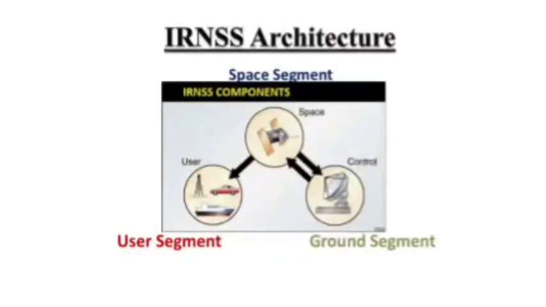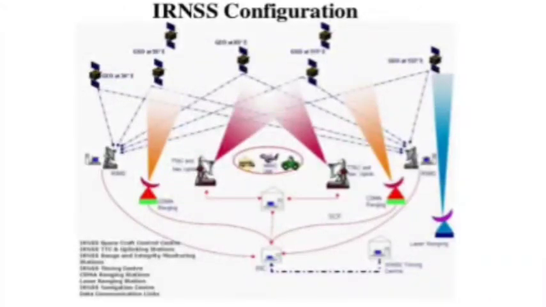In the IRNSS architecture, the system consists of the space segment, the user segment and the ground segment. The IRNSS configuration consists of user, space and ground, connected to each other. The spacecraft control center and timing centers, ranging stations, navigation centers and data communication centers are totally connected in the configuration.